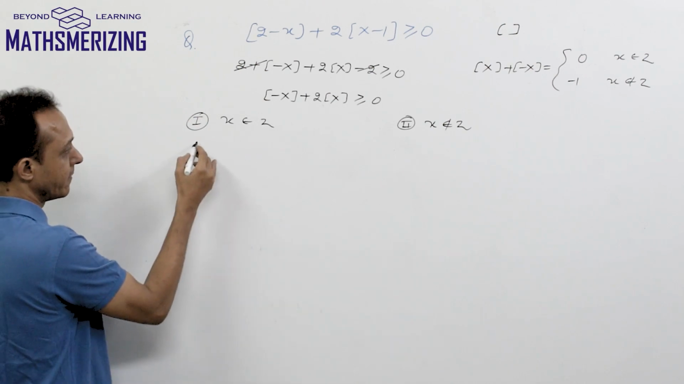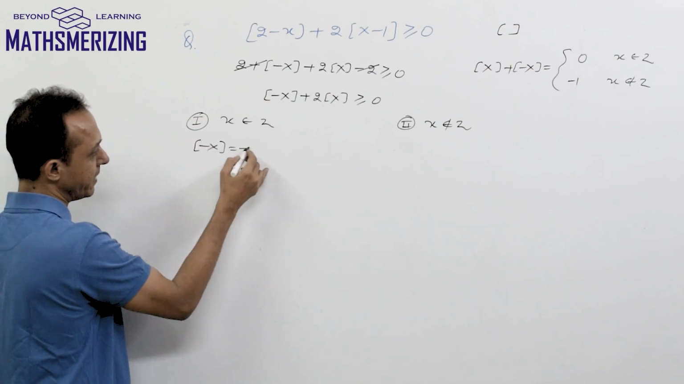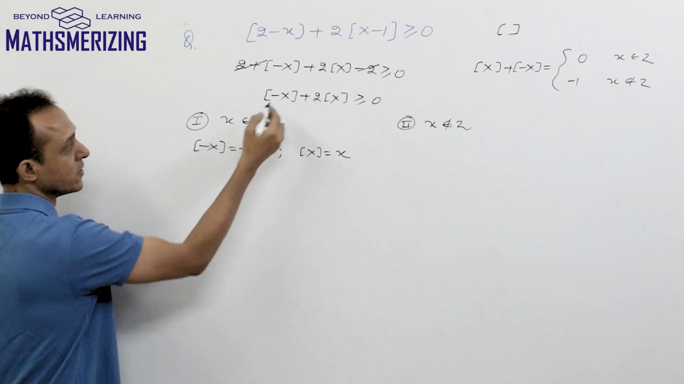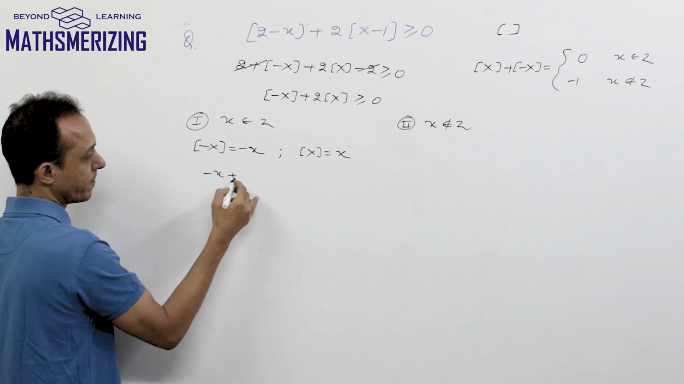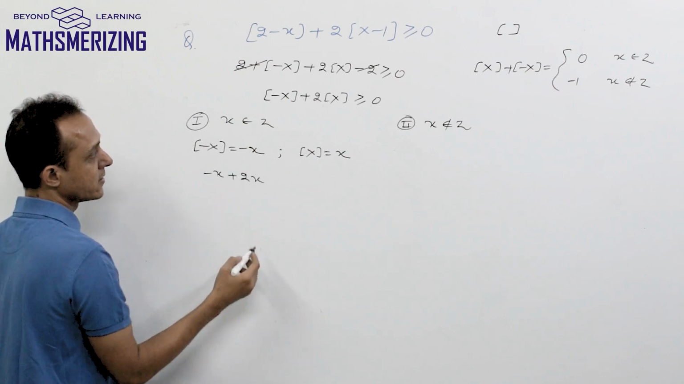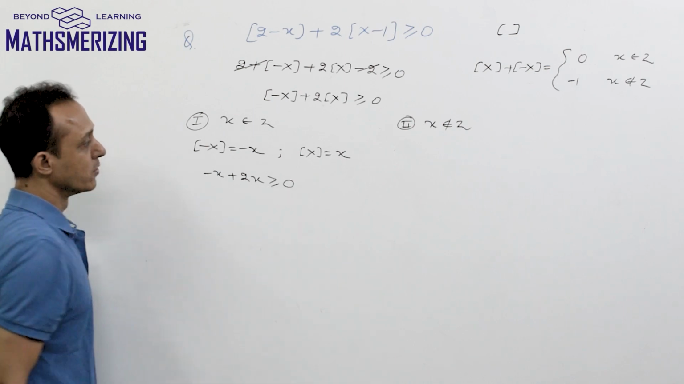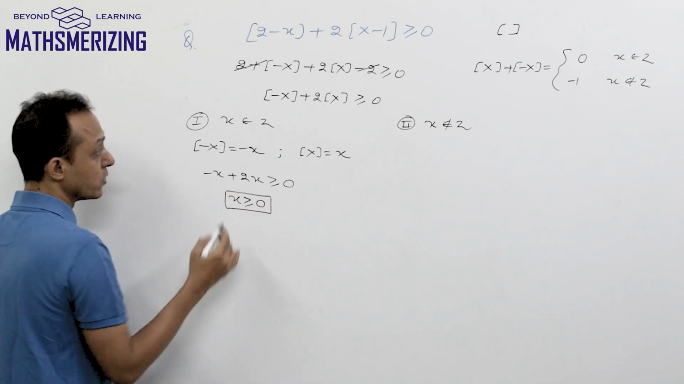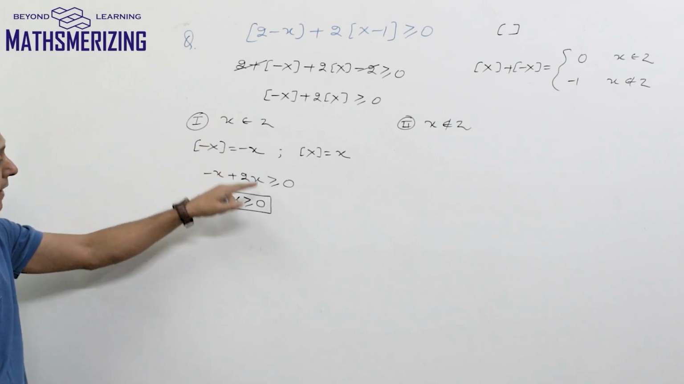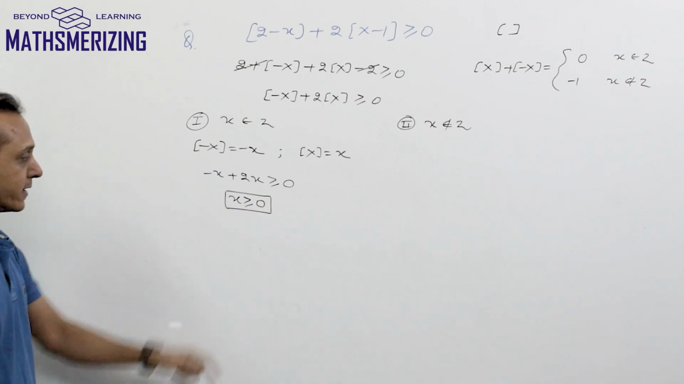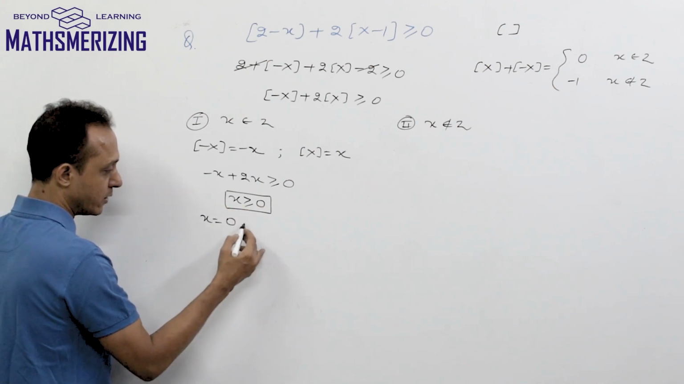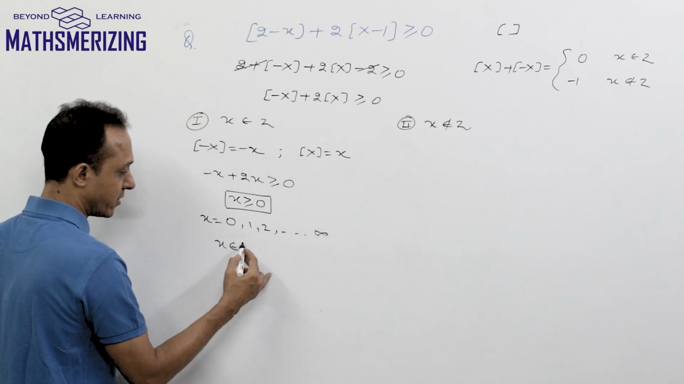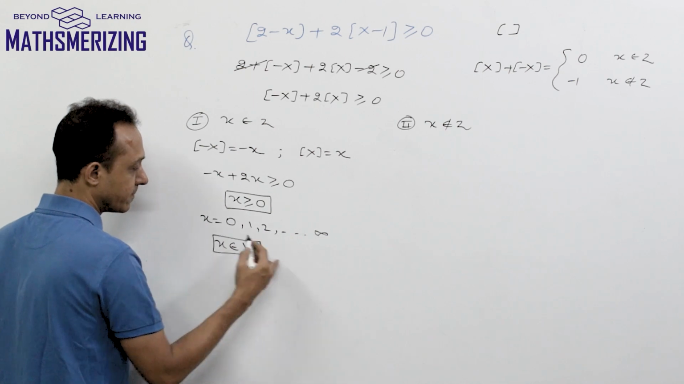When x is an integer, then I know the greatest integer function of minus x will simply be minus x and the greatest integer function of x will simply be x. So here I'll write minus x plus 2x and it should be greater than or equal to 0. So from here I'll write x should be greater than or equal to 0. So I'll get all the integral values which are 0 or greater than 0. So the value of x here will be 0, 1, 2 and it goes up to infinite. So in this case, x is actually the set of whole numbers.